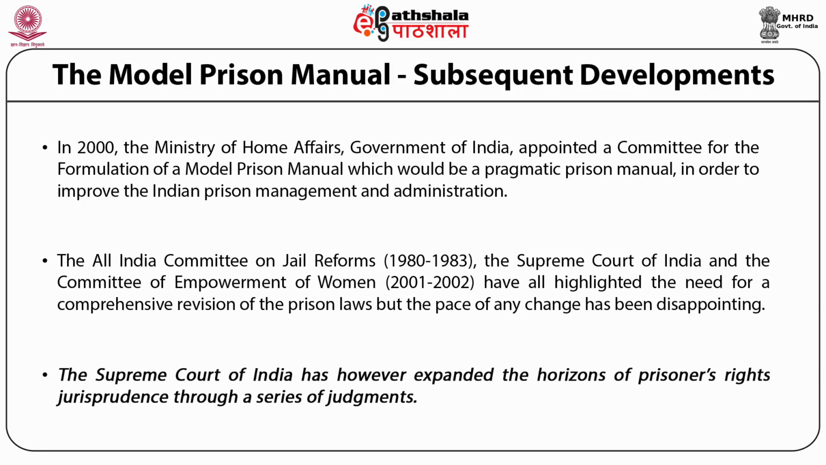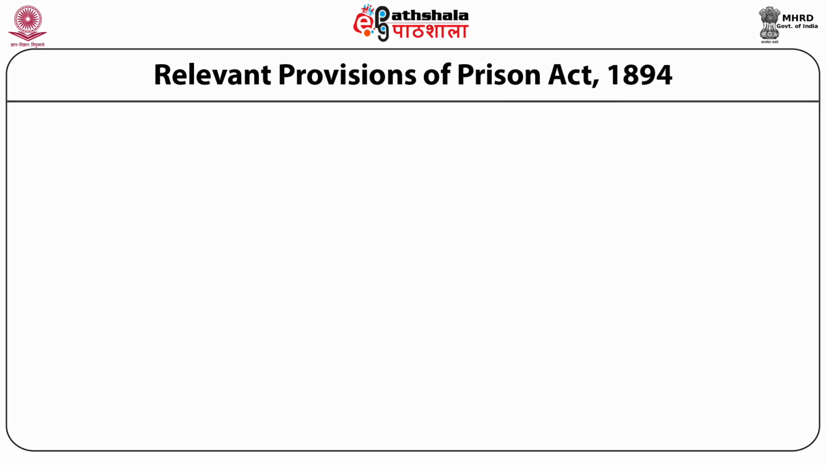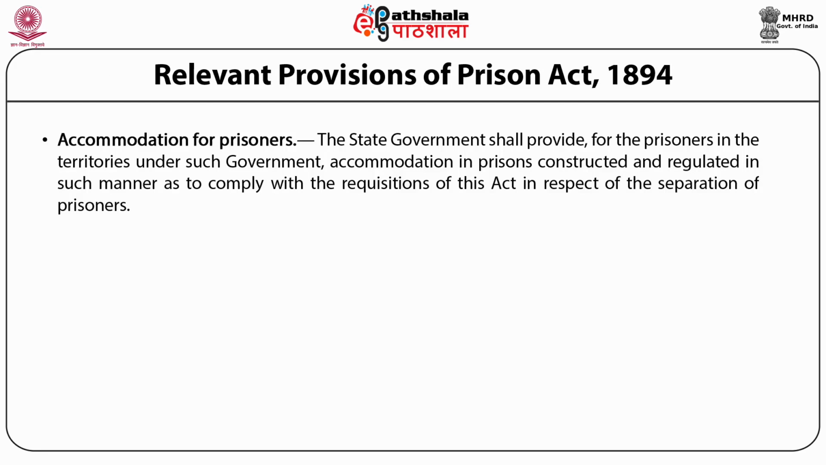The Supreme Court has repeatedly expanded the horizons of prisoners' rights jurisprudence through a series of judgments, which we will come to in a later module. For now, let's look at some of the relevant provisions of the Prisons Act 1894. Let's start with accommodation for prisoners. The state government shall provide for the prisoners in the territories under such government accommodation in prisons constructed and regulated in such manner as to comply with the requisitions of this act in respect of the separation of prisoners. So, the Prisons Act 1894 lays a huge emphasis on accommodation provided to prisoners.